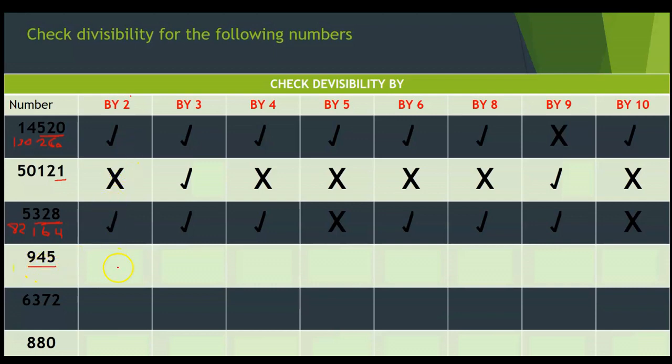What about this number? 945. Is it divisible by 2? No, because it's odd. What about 3? The sum is 9, then it's divisible by 3. What about 4? No, because it's odd. Is it divisible by 5? Yes, because it ends with 5.